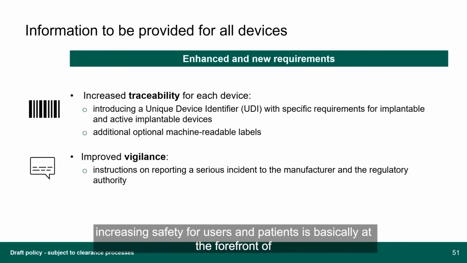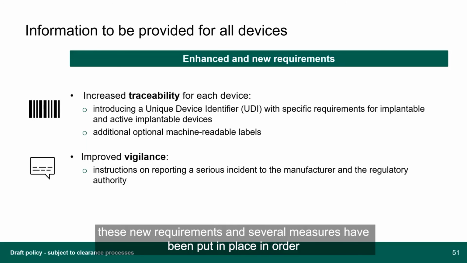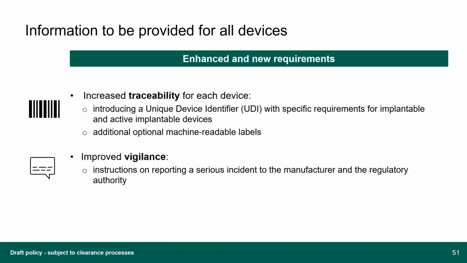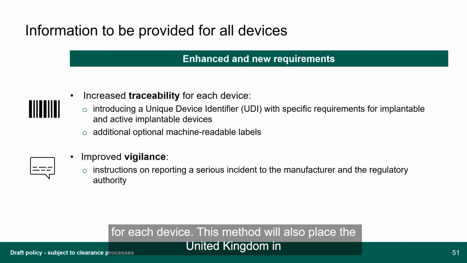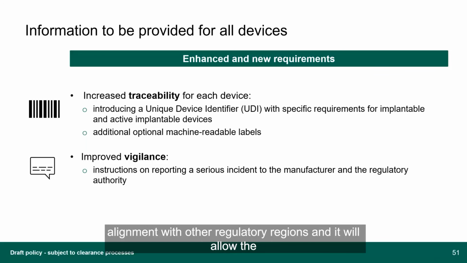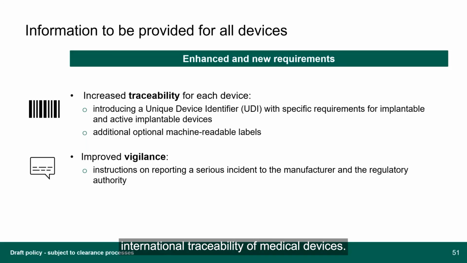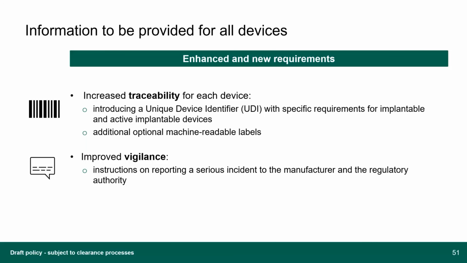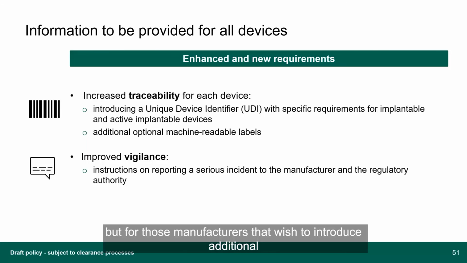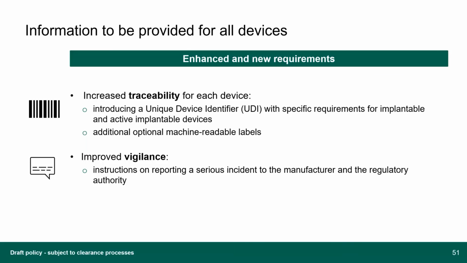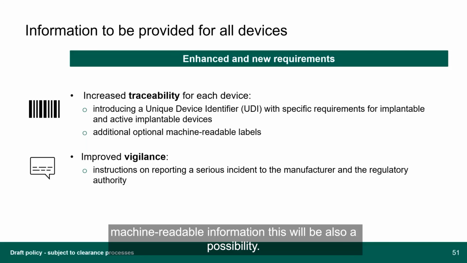So increasing safety for users and patients is basically at the forefront of these new requirements, and several measures have been put in place in order to guarantee this safety. So the first, it is increasing traceability by introducing UDI identifications for each device. This measure will also place the United Kingdom in alignment with other regulatory regimes, and it will allow the international traceability of medical devices. The device must be provided with information that is human readable, but for those manufacturers that wish to introduce additional machine readable information, this will also be a possibility.